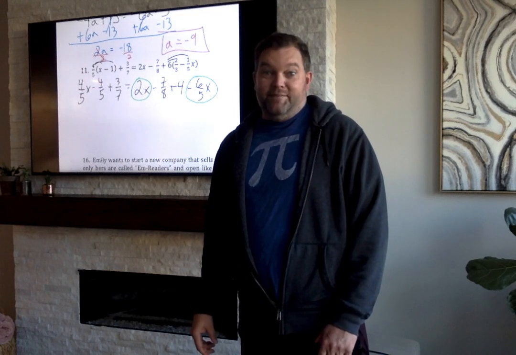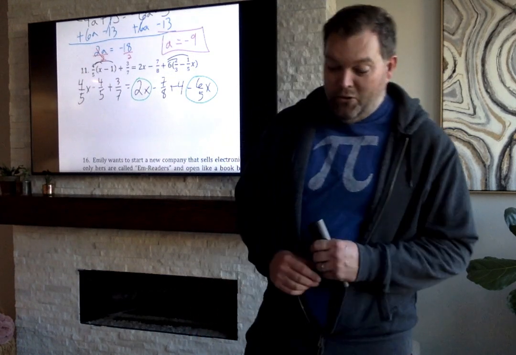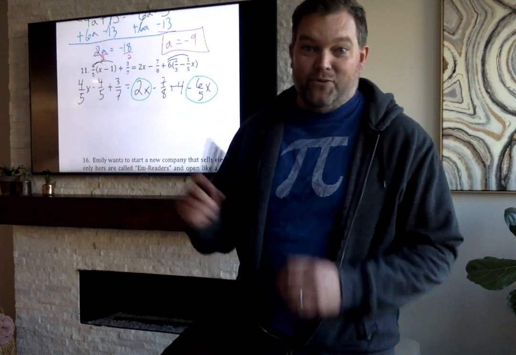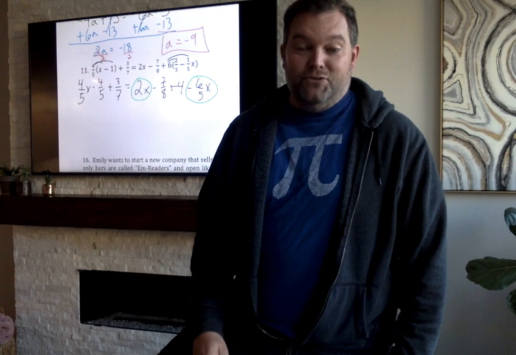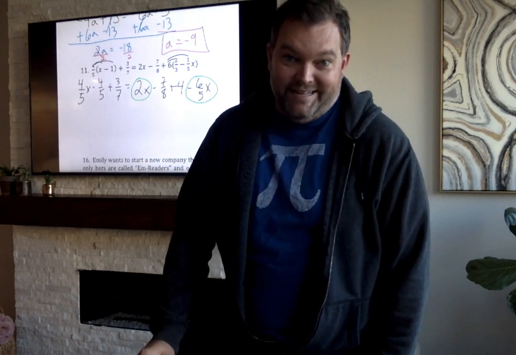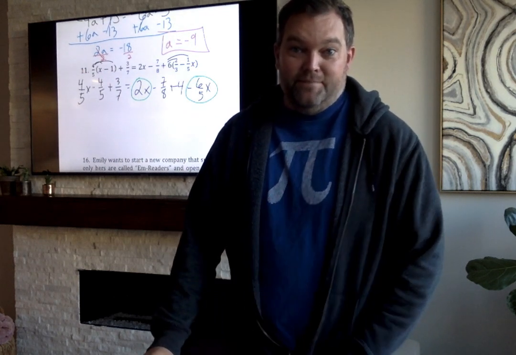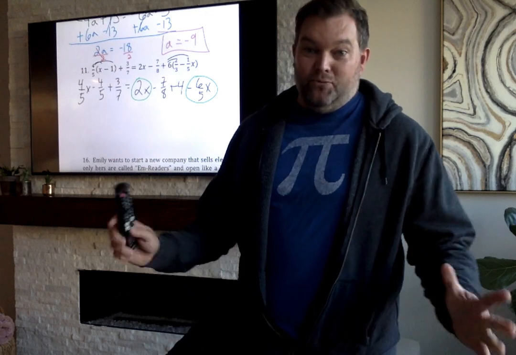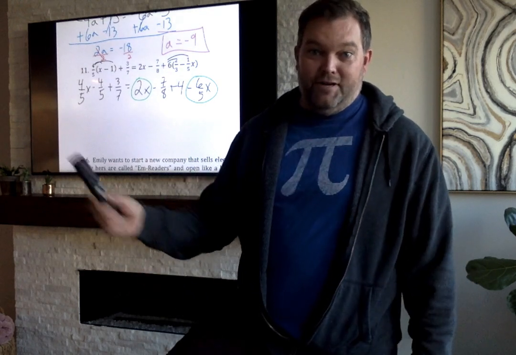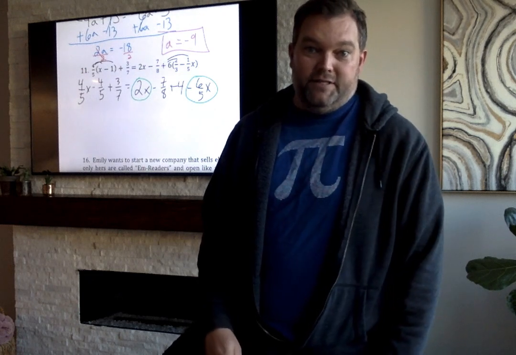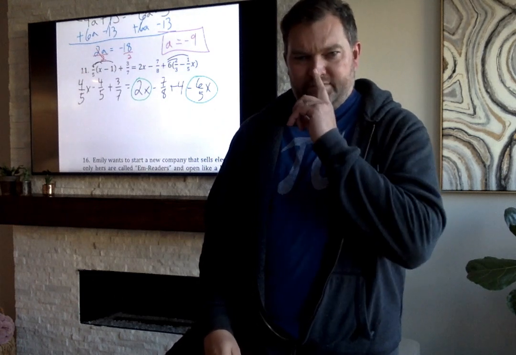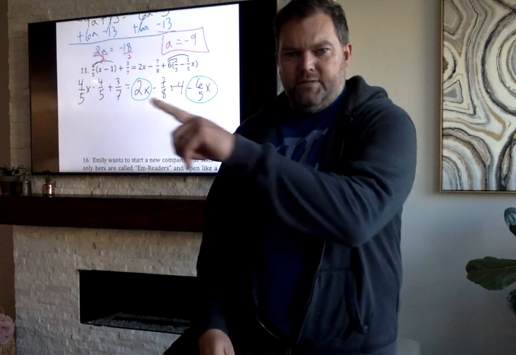So the only way to get a common denominator with 5, 7, and 8 is to use 280. That's the lowest common denominator. I don't think any of us really want to multiply everything by 280. That's what makes this problem too hard for a test. But wait a minute. I've got something circled here.